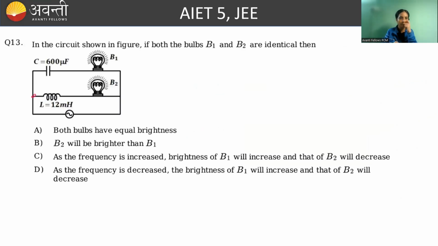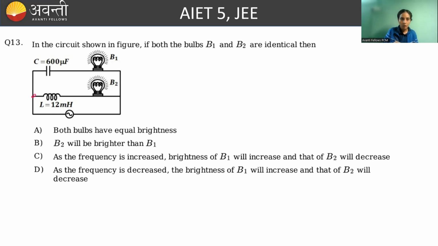In the circuit shown in the figure, if both the bulbs B1 and B2 are identical, then what will happen? The question has many options. Both bulbs have equal brightness. B2 will be brighter than B1. As the frequency is increased, brightness. So we are dealing with brightness in all these four statements. So first let's figure out on what factor this brightness will depend.